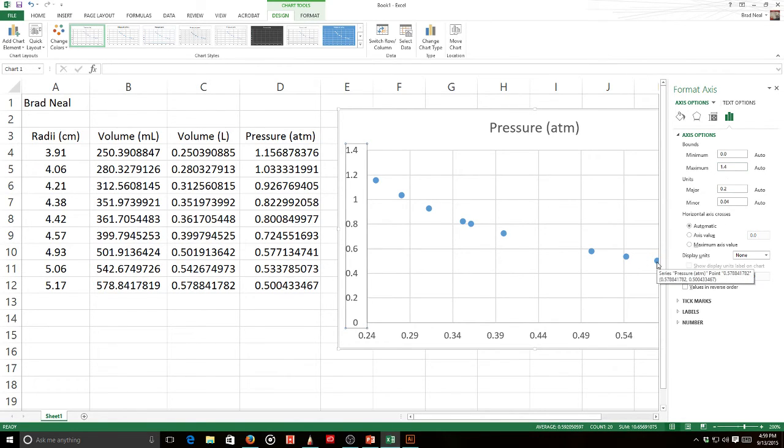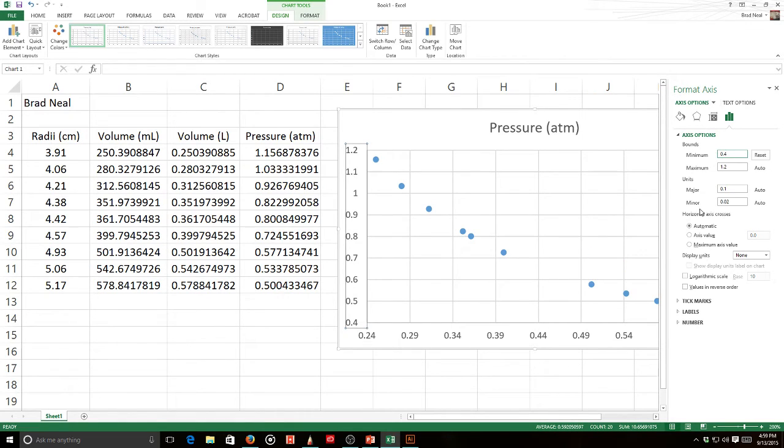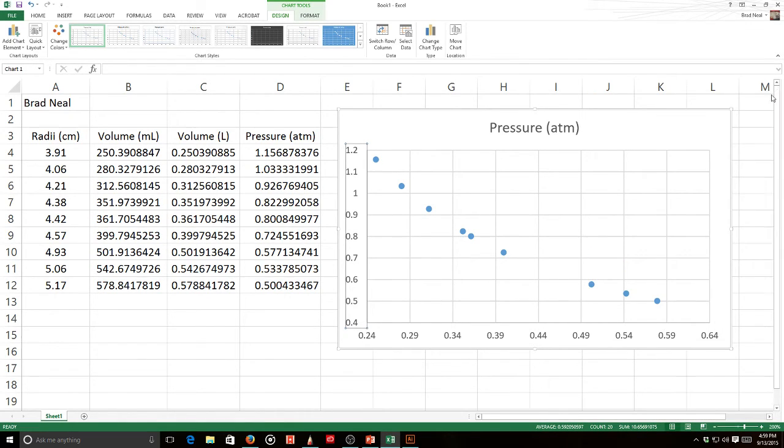My last data point seems to be about 0.04, so I'm going to make my minimum 0.4. Keep adding a 0 in there, don't know why. All right, and then if I do that, great. Now my data is taking up most of my graph, which is fantastic.